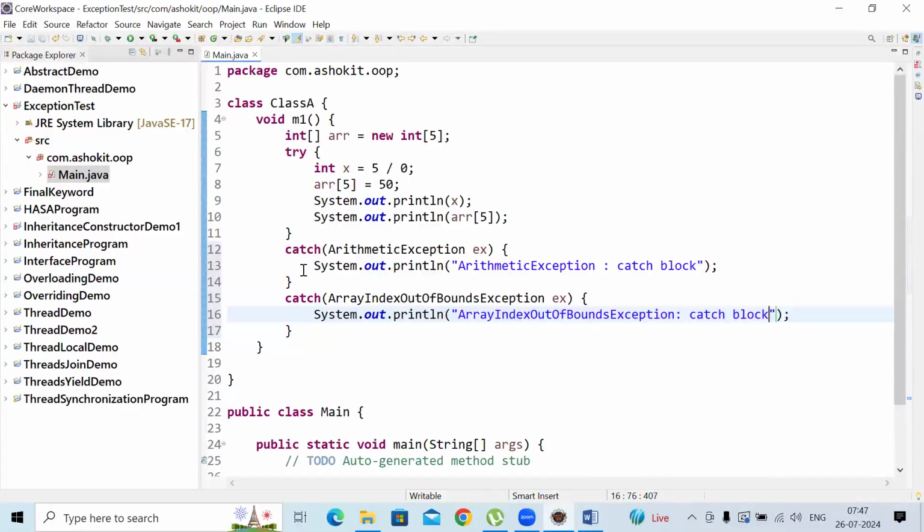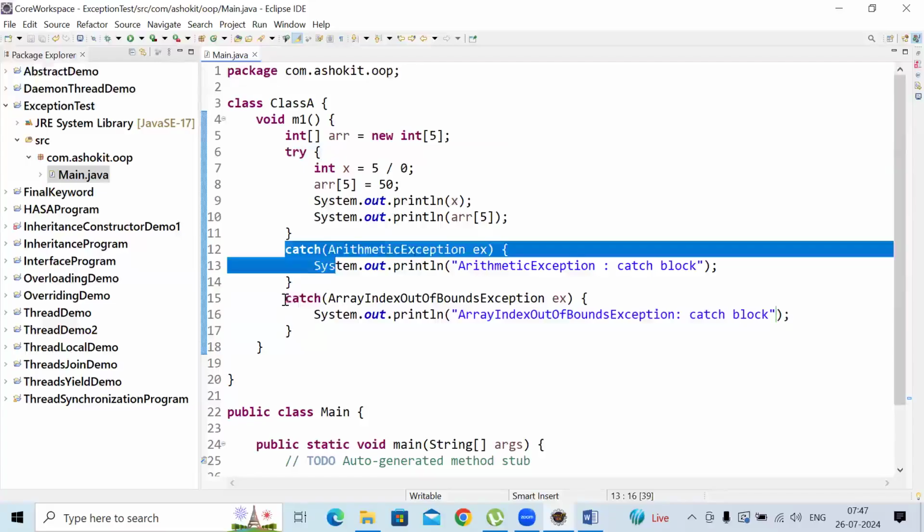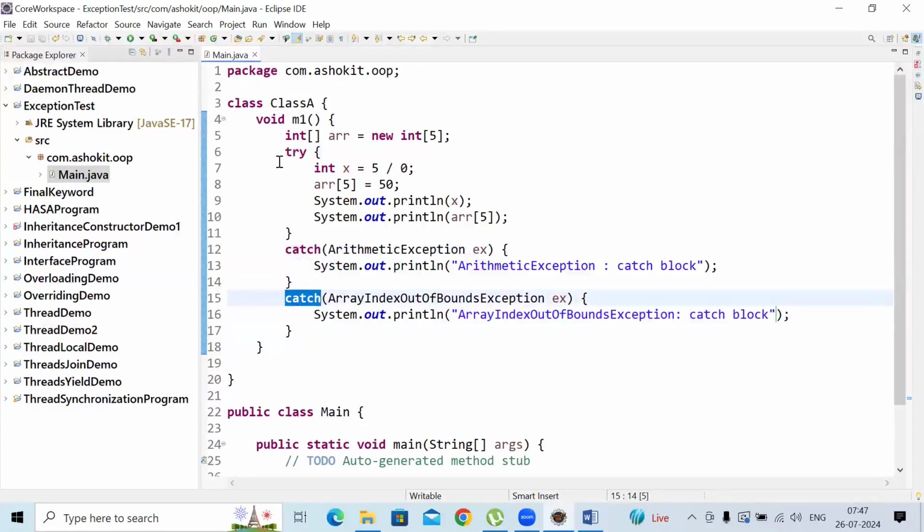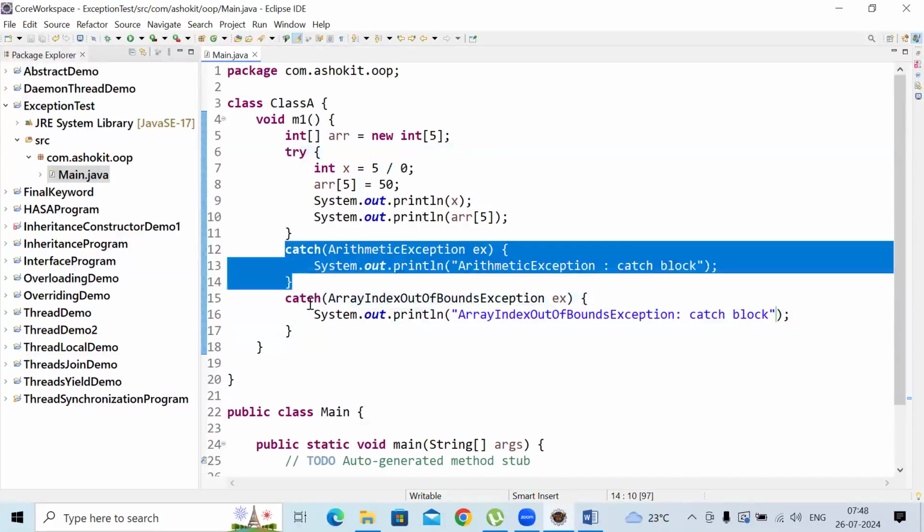Are you clear now? See, this time I'm writing a try block and catch blocks. For one try block, how many catch blocks am I defining? 2 catch blocks. I can define multiple catch blocks, no problem. But what is the correct way or the wrong way, we'll discuss next. For one try block, we can define multiple catch blocks.